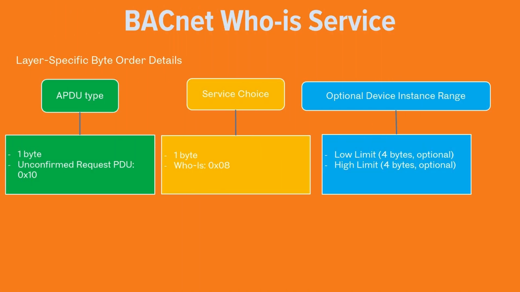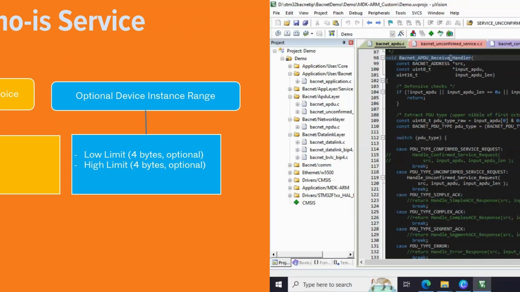Alright, the Who-Is APDU is really simple. First, there's the PDU type. This tells the network that it's an unconfirmed request. Next, we have the service choice, which shows that this message is a Who-Is. And optionally, you can include a device instance range, so that only devices within that range will respond.